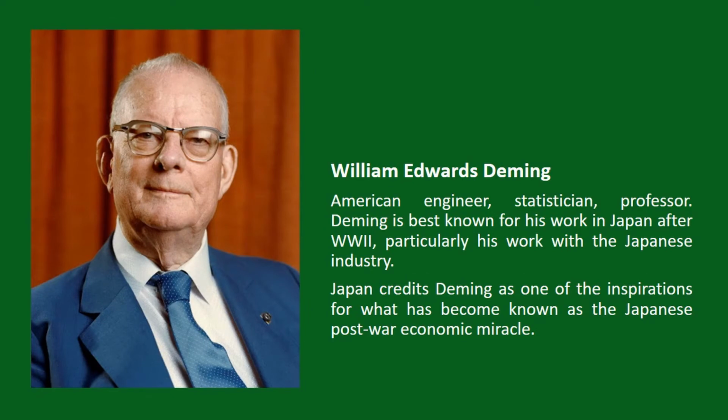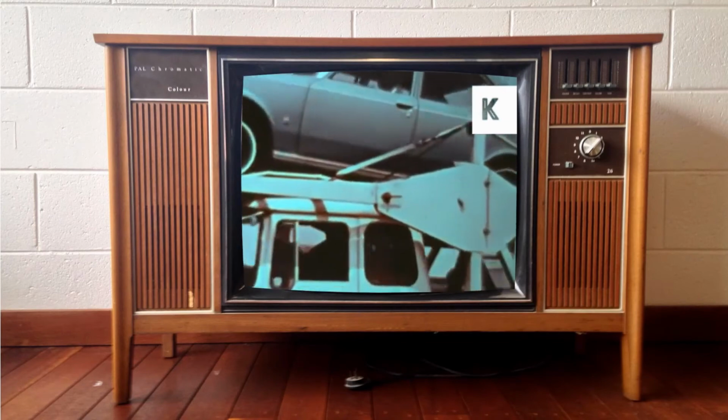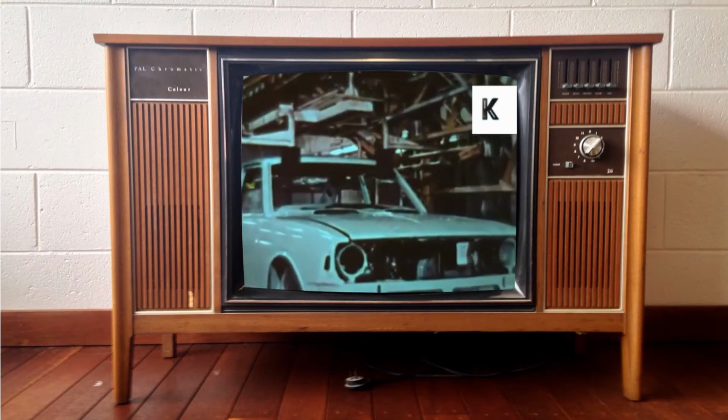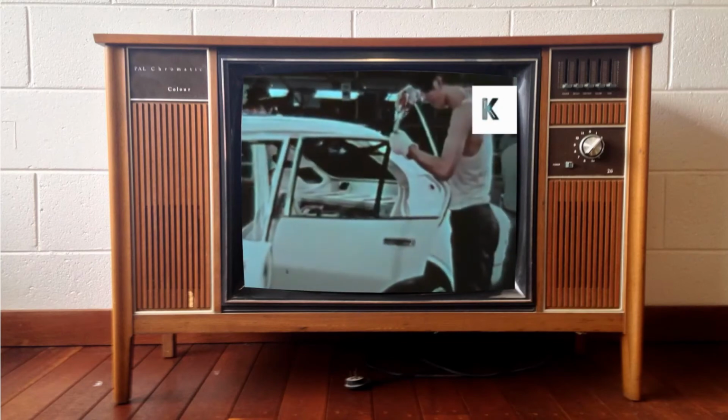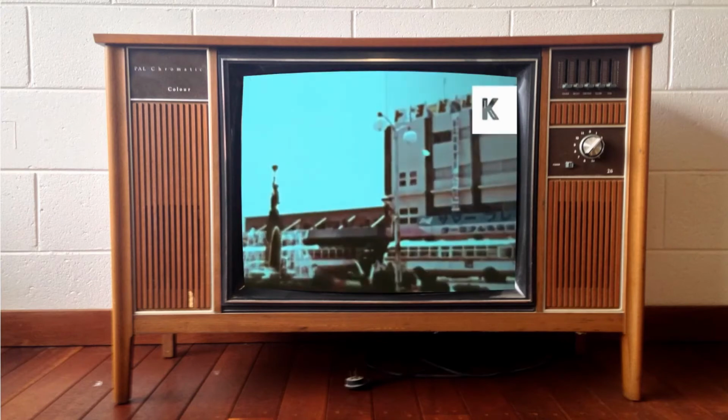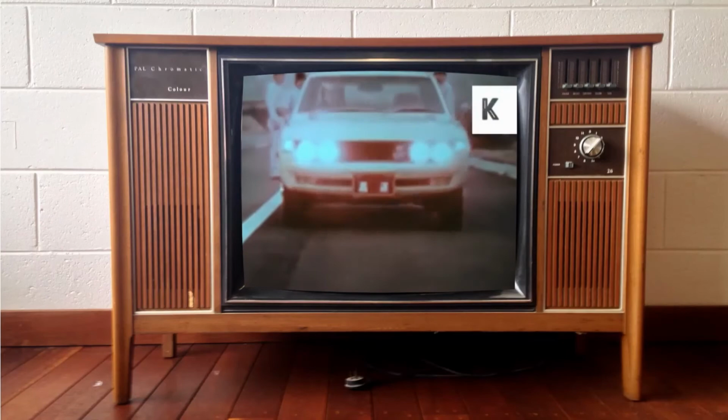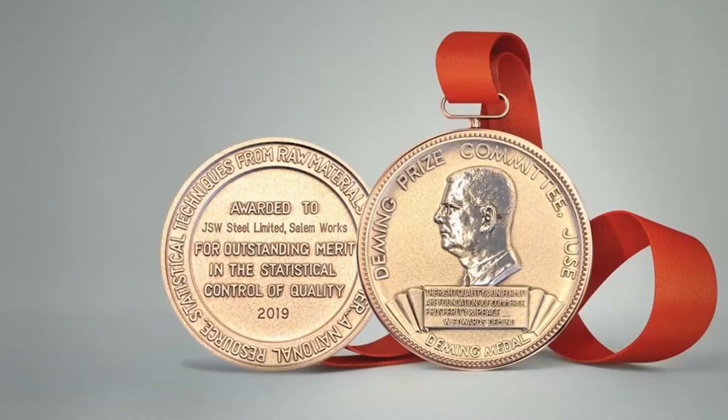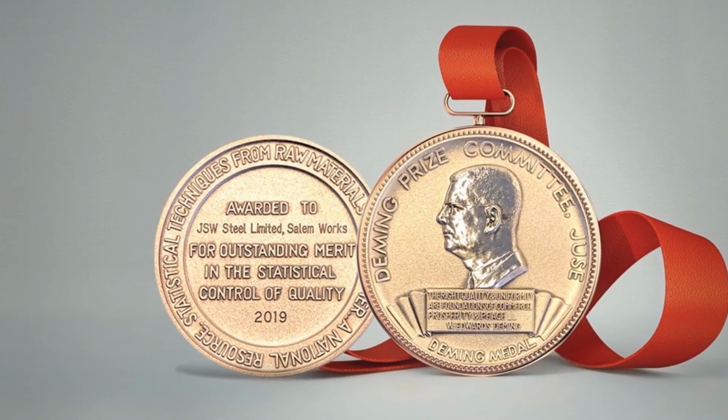William Edwards Deming, American engineer, statistician, and professor. Deming is best known for his work in Japan after World War II. Japan credits Deming as one of the inspirations for what has become known as the Japanese post-war economic miracle. He is so revered, in fact, that the highest award for quality given in Japan annually is named after him, the Deming Prize.